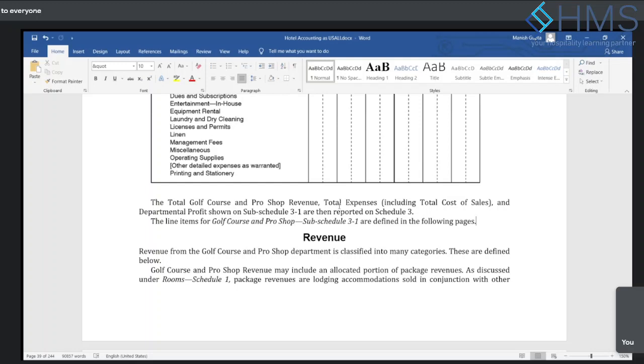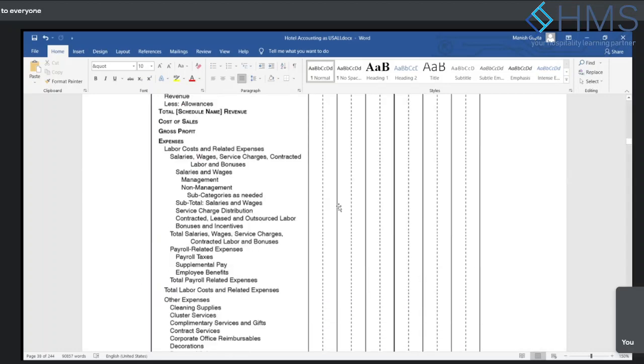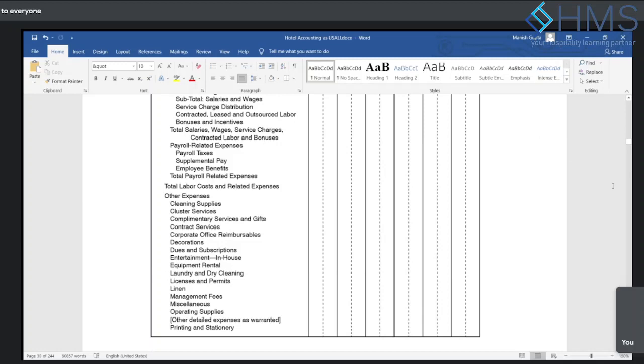The resorts usually have adventure services. Certain countries have karaoke TV services. So it depends on the hotel and the location, what type of departments you want to create. But in general, the structure of the department would remain the same.